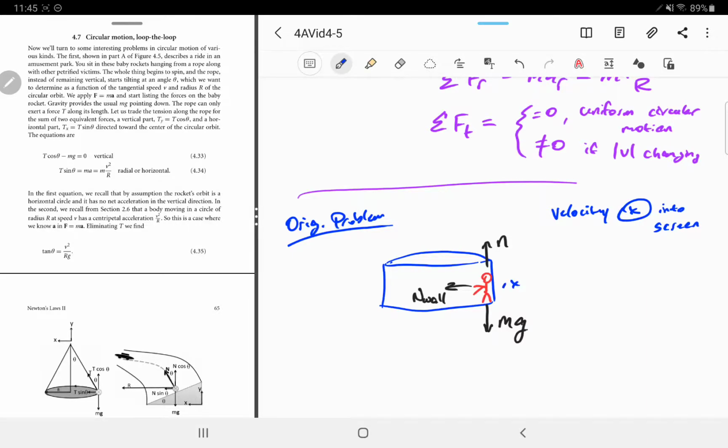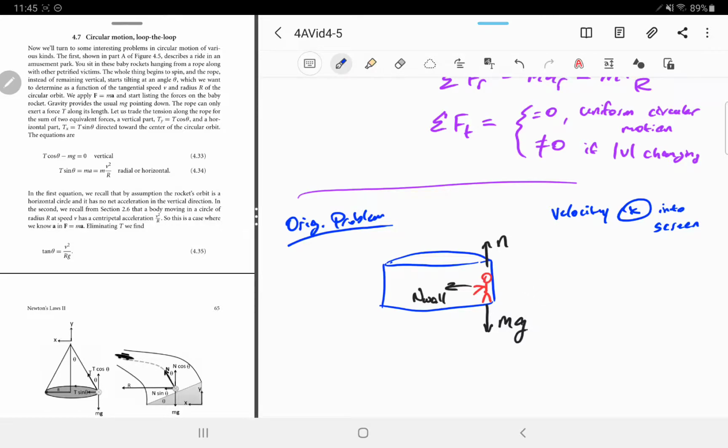So if this person's going into the screen, and there was no net force on this person, the person would keep moving into the screen. But the velocity needs to change direction in order to maintain the circular motion. So it needs to sort of curve to the left. Going into the page, it needs to curve to the left to maintain the circular motion. There needs to be a net force that has a direction leftward in order to do that. So this is coming from the wall, right here.